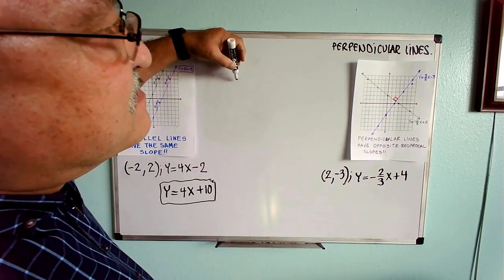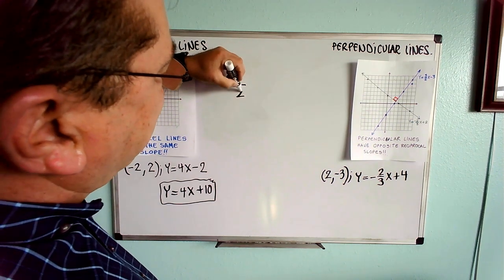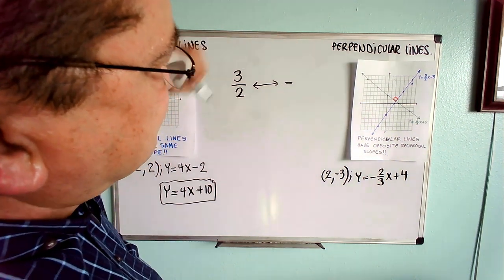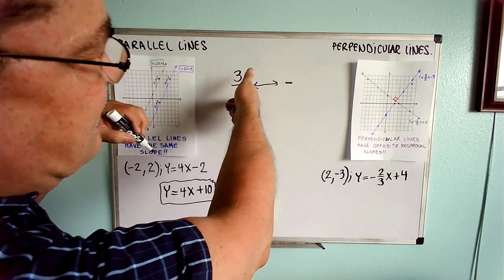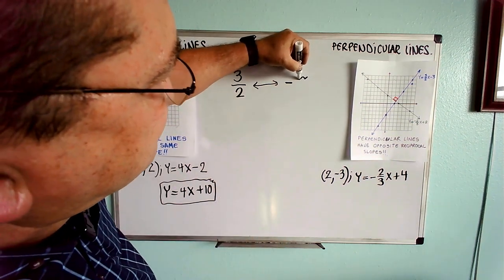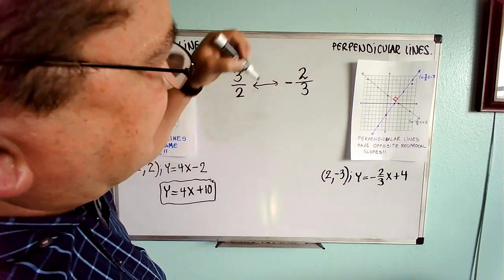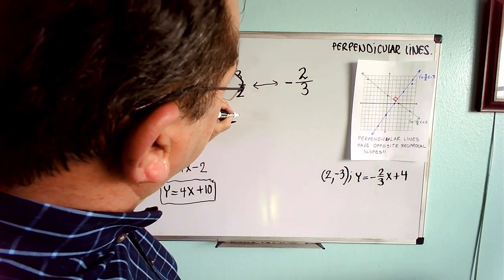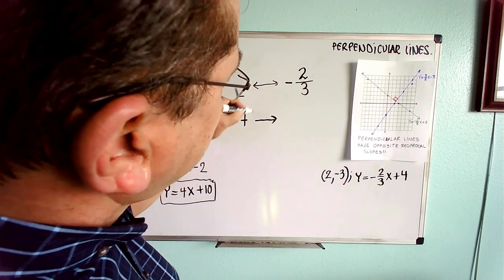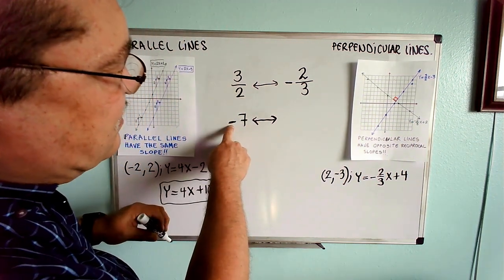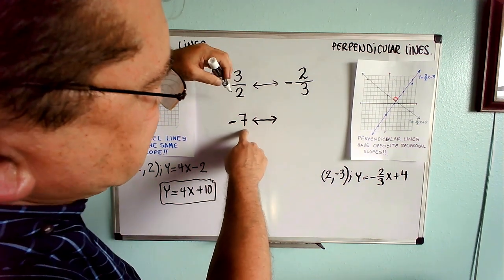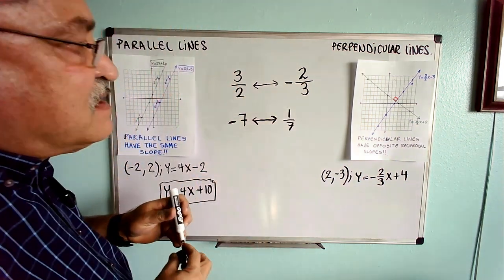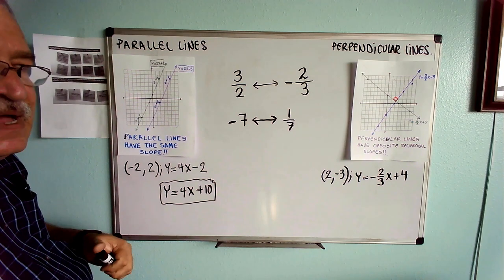So one line has slope positive 3/2. Then the other one is going to be the opposite and the reciprocal, so you have to flip over that fraction: negative 2/3. For example, if one line has a slope of negative 7, the perpendicular is going to be the opposite, positive, and the reciprocal of 7, positive 1/7. So that's what opposite reciprocals means.